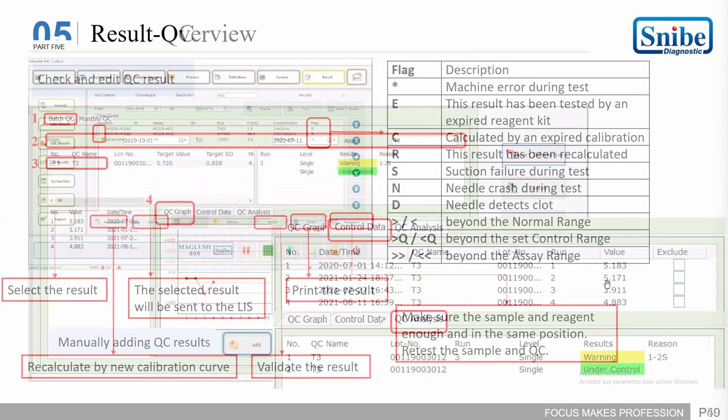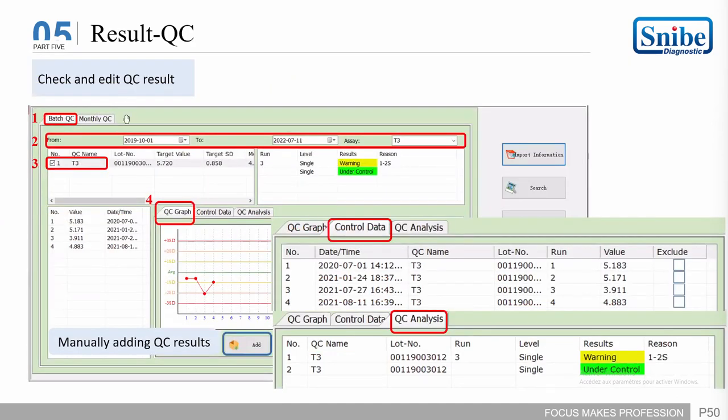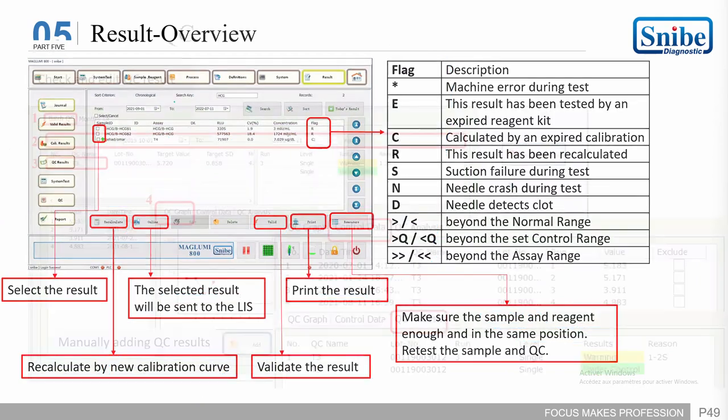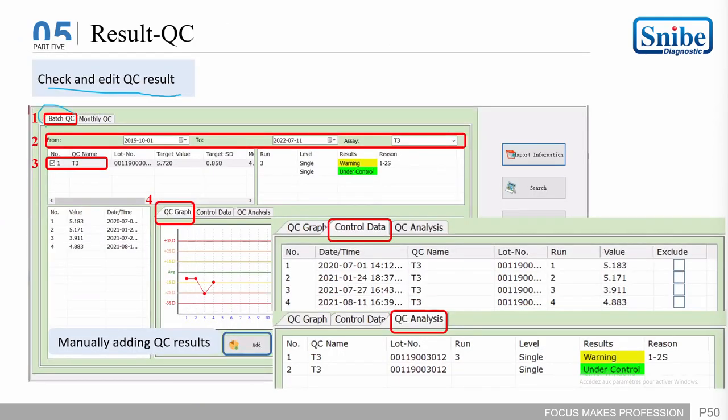Next is check and edit the QC results in the QC interface. So you can go under batch QC, and then you will see the display of the QC in this format: lot number, QC name, target value, target SD, and the mean value, and so on. You can also click QC graph to check the results, the variation, the fluctuation of the results every day.